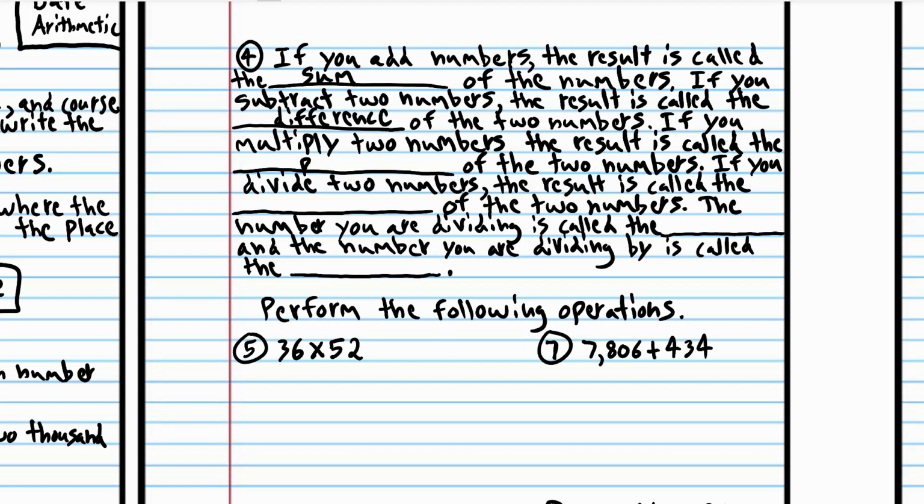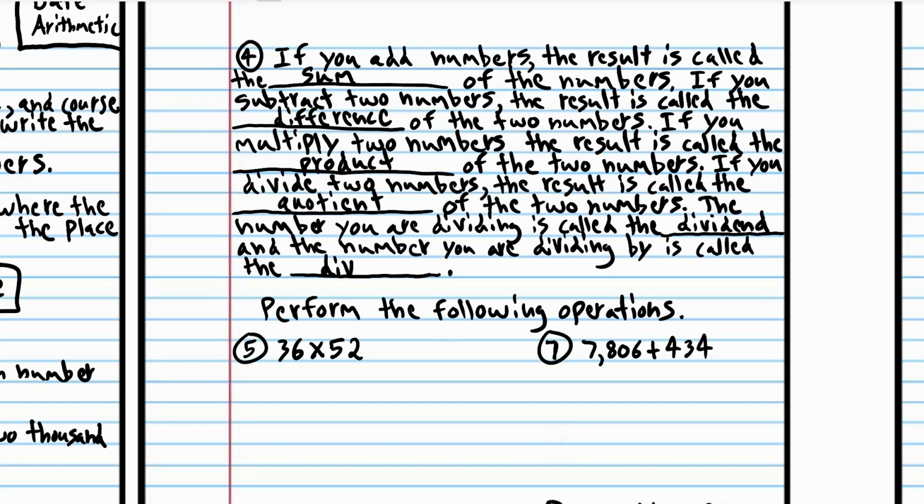By the way, you can pause the video if you want to do these yourself. If you divide two numbers, the result is called the quotient of the two numbers. Quotient. If you're dividing numbers, the number you are dividing is called the dividend. And the reason that I'm pausing for each blank is I want you to guess it yourself if you want to pause the video. And the number you are dividing by is called the divisor.